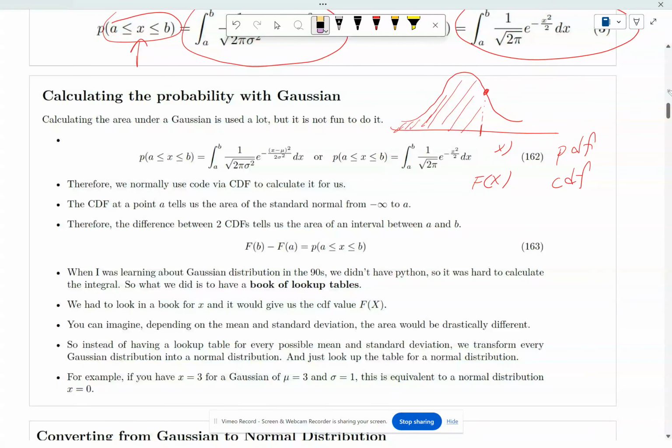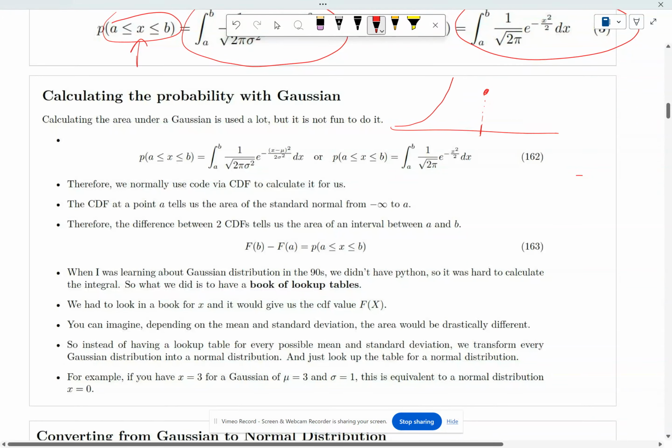So if you're trying to find the probability between A and B, right? So this is point A and this is point B. If you find the CDF of B and then subtract the CDF of A, notice that will essentially give you the area. This way we can avoid calculating integrals. Like I just wrote here, probability between A and B is just the difference between them.